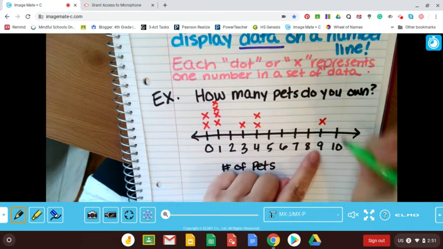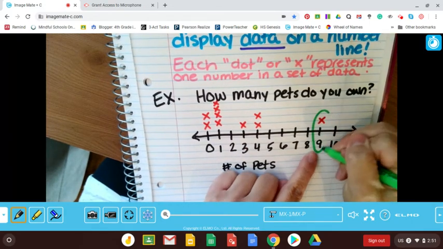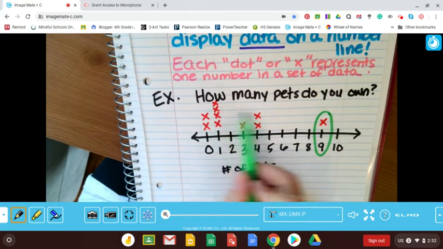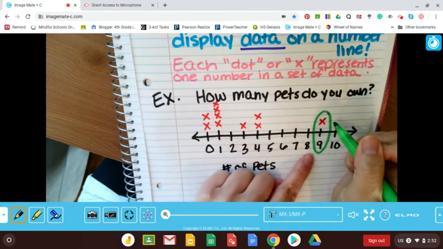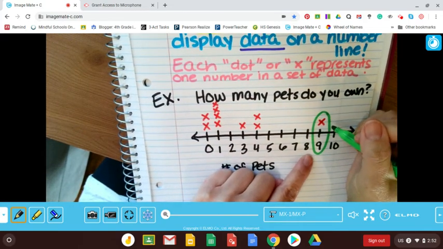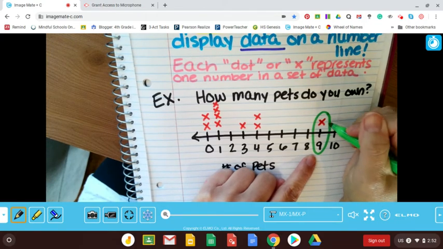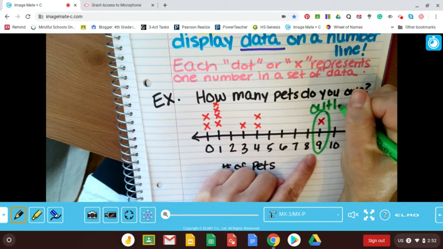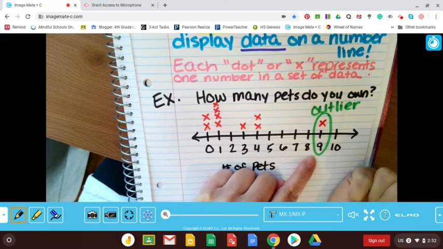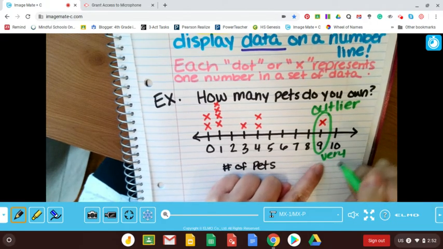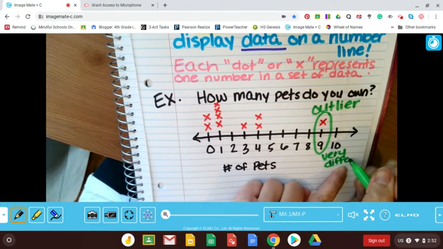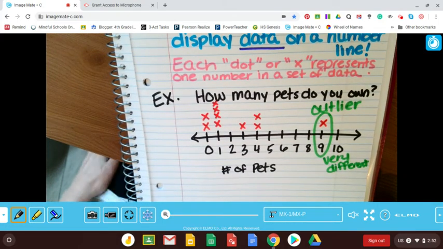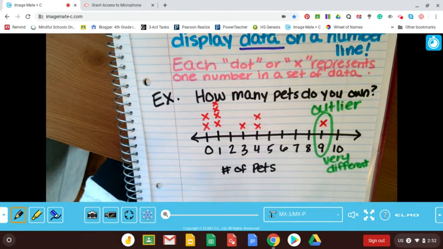I also noticed that there was this guy out here, right? Look at that. This person owns 9 pets. And look at how far away that X is from the other red X's. There's a special name that we call a data point that is very different from the rest. This is called an outlier. And that is actually one of your vocabulary words. It's very different from the rest. That's why we call it an outlier. I kind of think of it like an outcast, right? Someone who's really, really different.